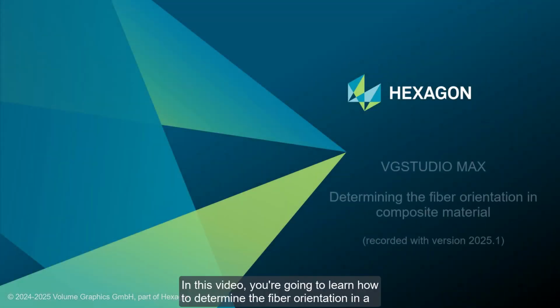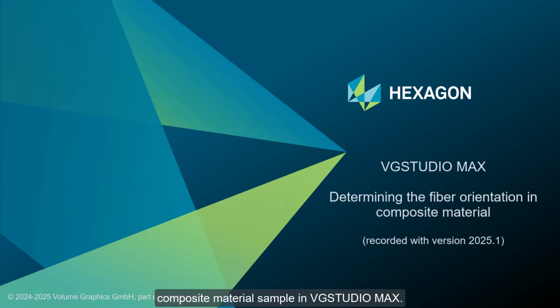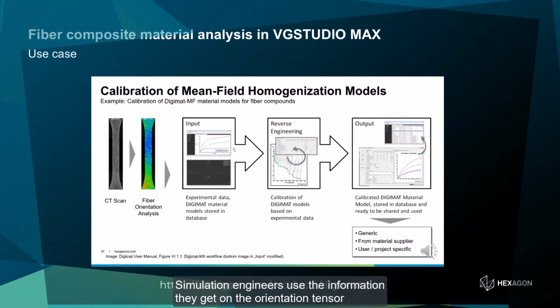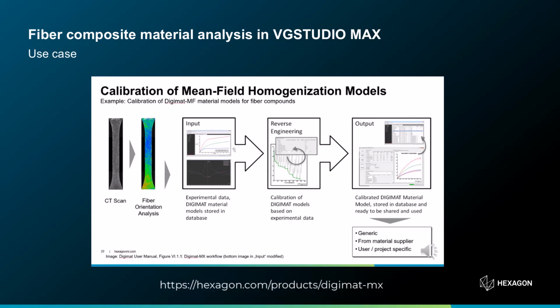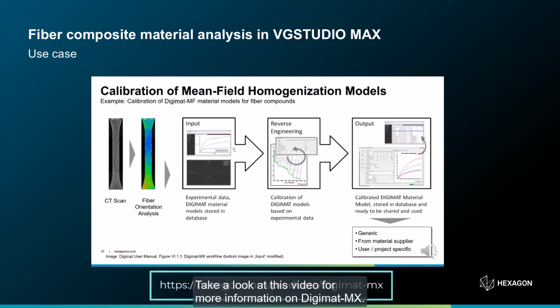In this video, you're going to learn how to determine the fiber orientation in a composite material sample in VGSTUDIO MAX. Simulation engineers use the information they get on the orientation tensor from a fiber composite material analysis to validate or fit their process simulations or material models for structural simulations, as here in Digimat's reverse engineering workflow. Take a look at this video for more information on Digimat MX.